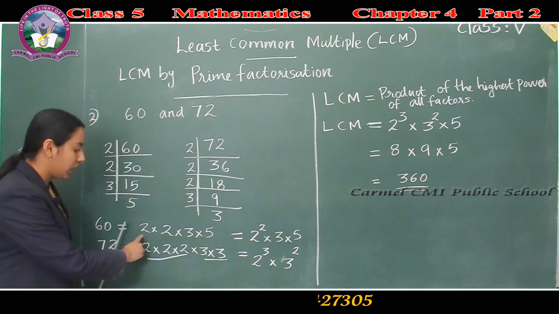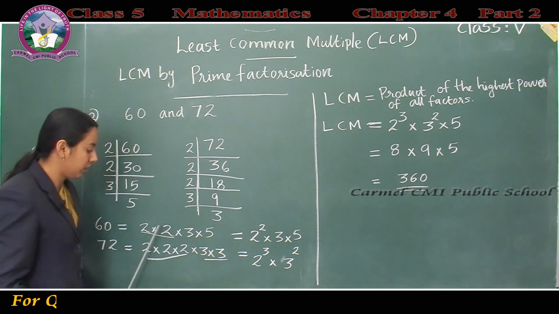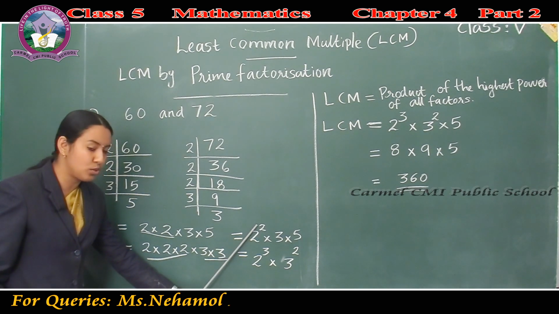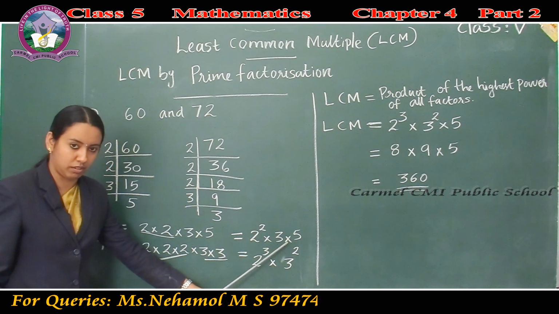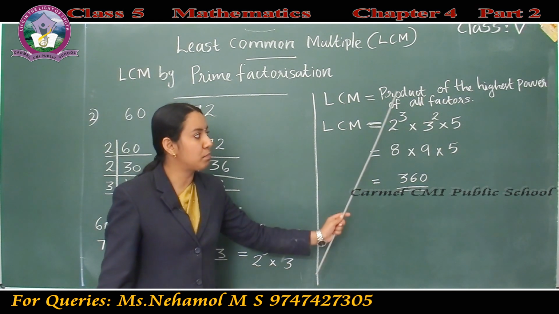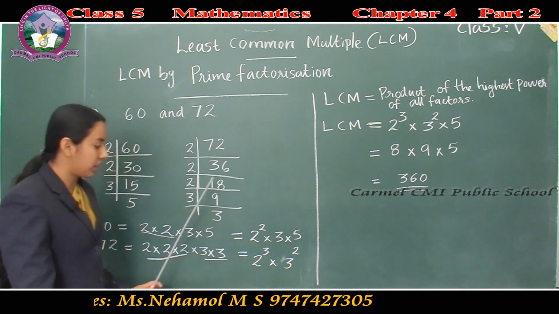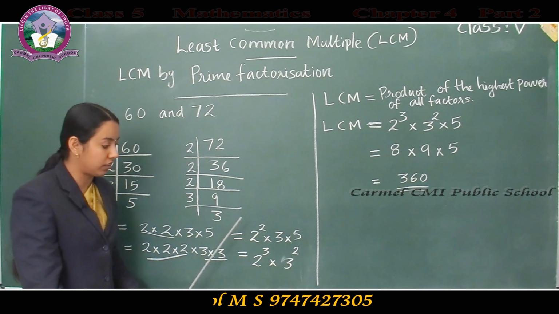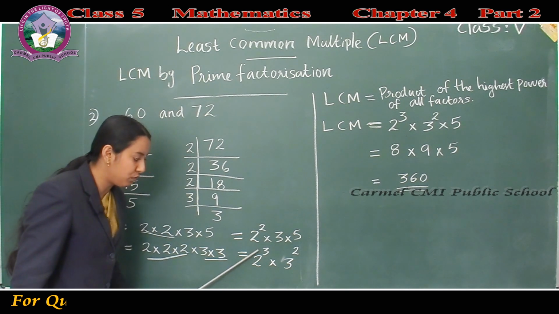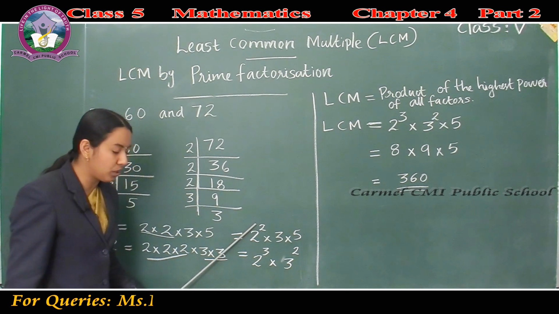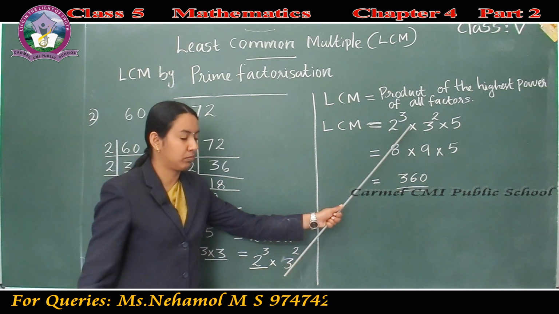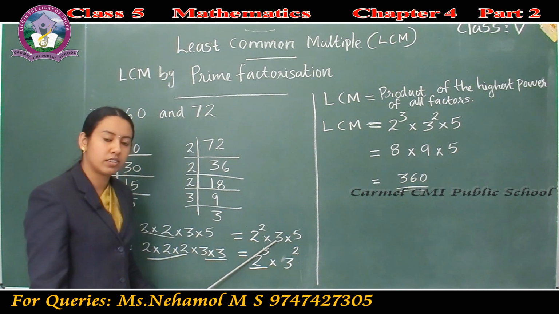And what about this one? Here 2 is multiplied 2 times, and 3 one time, 5 one time. So this is equal to 2 raised to 2 into 3 into 5. Then LCM is equal to the product of the highest power of all factors. Which are the factors? 2, 3, 5 are the factors. Then which are the highest powers? Take the number 2. Here power of 2 is 3. Here power of 2 is 2. Which is the highest one? 3. So 2 raised to 3 into, then next factor 3.